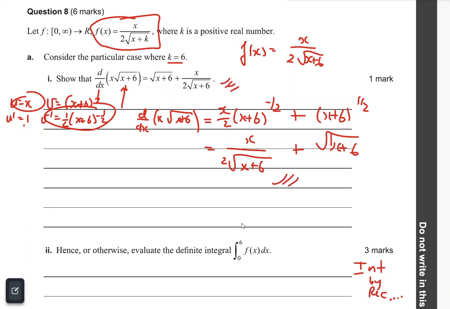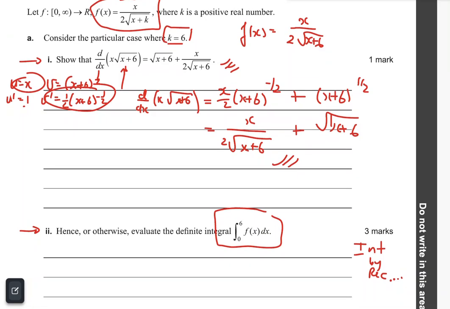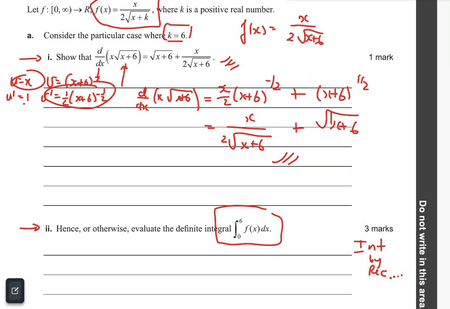Done. Okay, hence or otherwise evaluate this definite integral. So this is still as part of A. These are indented, so k still equals 6. So I'm looking for the integral from 0 to 6 of x on top of 2 square root of x plus 6 dx.